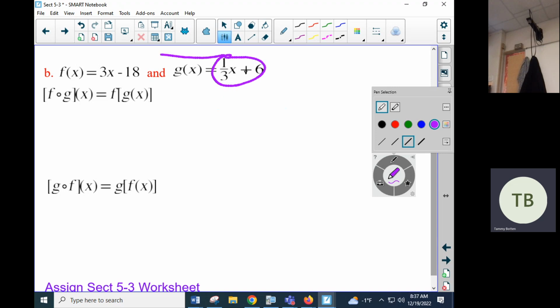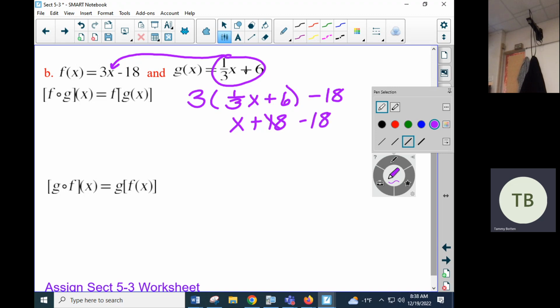Then if we look down at this last one, what we would do first is take the g of x and put it in for x. So we would get 3 times 1/3 x plus 6, subtract 18. 3 times 1/3 again is just 1, so that's x. 3 times 6 is going to be 18. And then I have the minus 18. So these cancel and that's x.